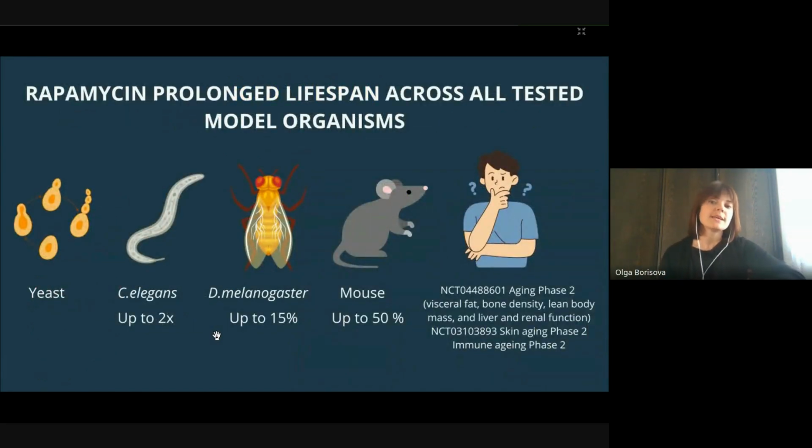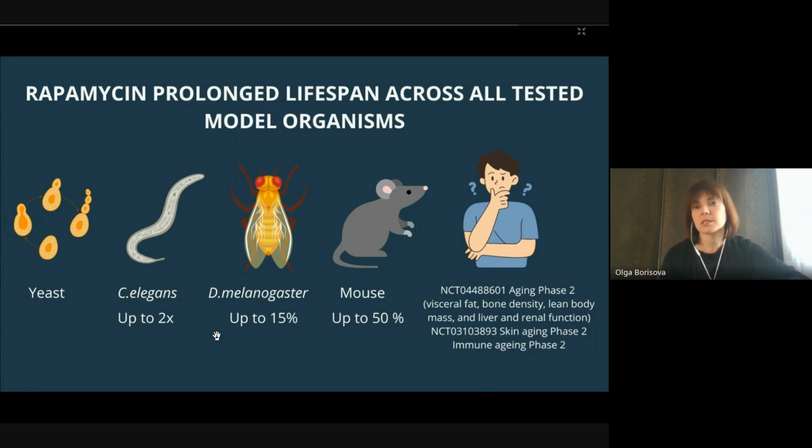The most fascinating thing about rapamycin is that inhibiting mTOR and using rapamycin actually prolonged lifespan across all tested model organisms, from yeast to mouse. Yes, and in mouse studies, the results are the most amazing. In some studies it was up to 50% increased lifespan, which was not reproduced in numerous studies. But about 15% is a very stable result, and rapamycin is like a gold standard for life extension in mouse studies. What about human studies?